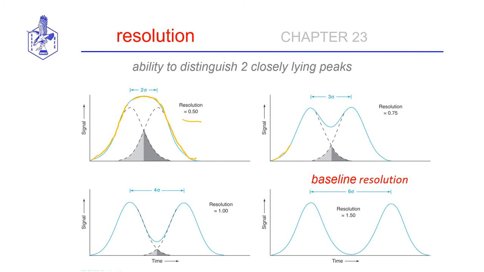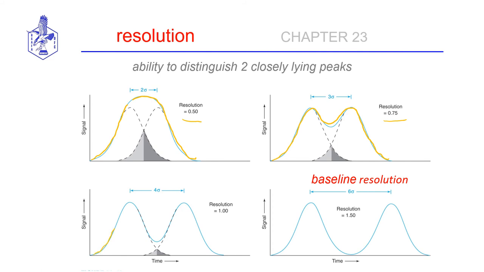Oftentimes you can get features that look like this, in which obviously you have two different components coming off in a close period of time, okay? And this is what it would look like if our resolution was 0.75, okay? We can adjust some parameters with our separation, and there are many. We'll talk about this in great detail later in gas chromatography and liquid chromatography about the specific operational parameters we can change to get better resolution.